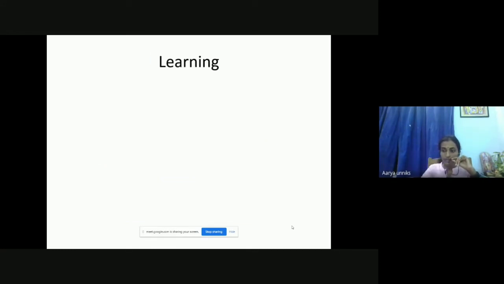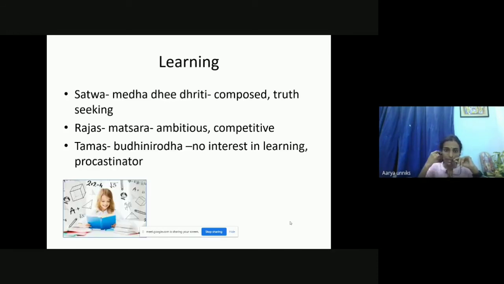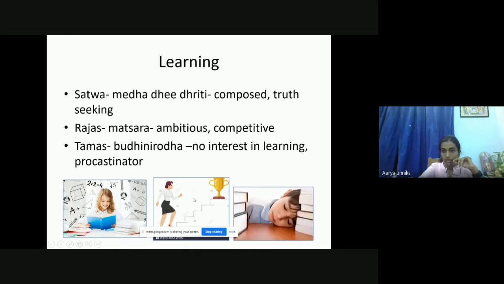Next is learning. With respect to learning also, there will be different kinds of learning: Sattva, Rajas and Tamas. Sattva is endowed with intellectual properties like Medha, Dhi and Pradhi. So the composed type and truth-seeking way of learning. Rajas is Matsara. The basic factor is competitiveness. They are ambitious. And Tamas has Buddhi Nirodha. They have no interest in learning. They are the procrastinators. This is a Sattvika girl studying. Next, this is a Rajasa, typical Rajasa. See how she goes for the cup. And this is the Tamasa.